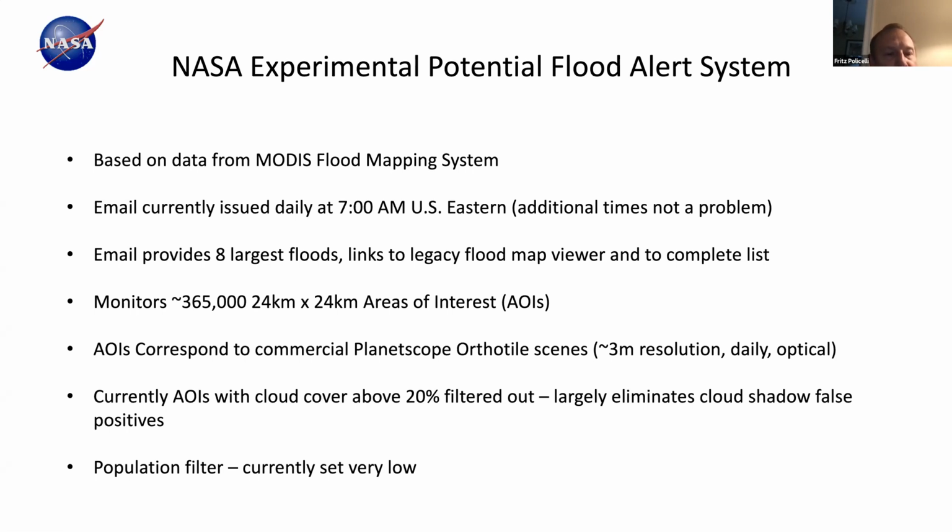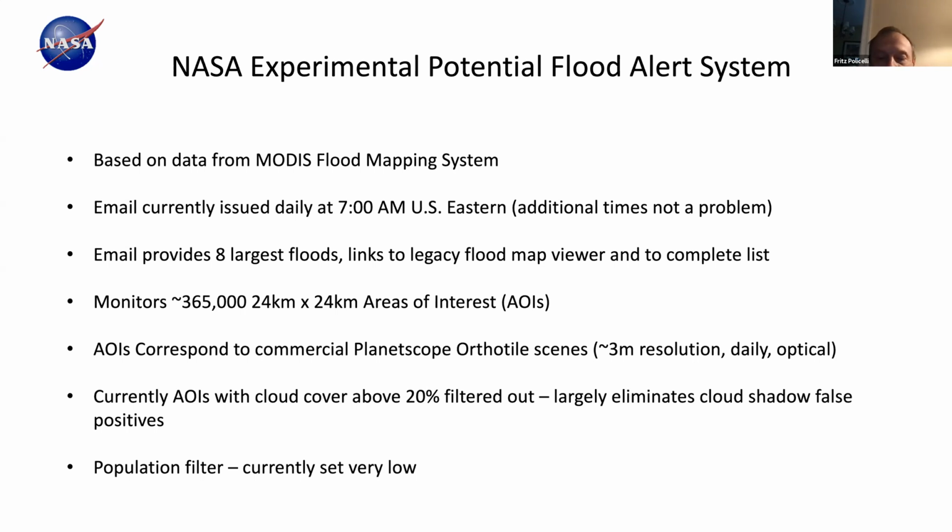We broke the globe down into about 365,000 24 kilometer by 24 kilometer areas of interest. And these we did specifically to correspond directly to the PlanetScope orthotile scenes. For those of you who don't know, PlanetScope is really an amazing commercial data set that's unfortunately optical, but it's at 3-meter resolution, and normally there's at least 1 acquisition per day. Sometimes there's several. And so we're monitoring those areas of interest.